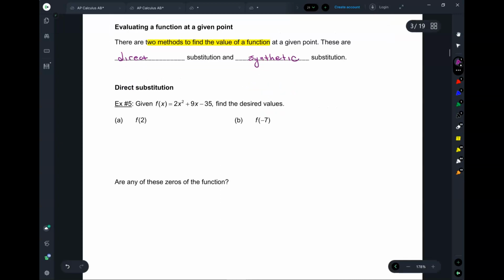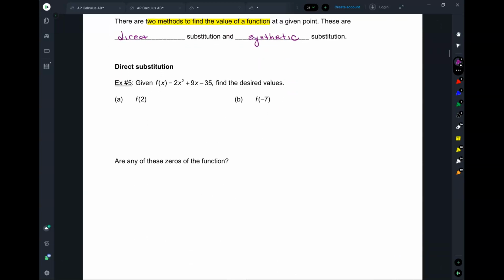Okay? So take a look here. You have f of x is blah, blah, blah. Find f of 2. What do you do? Plug 2 into all of the x's. So 2 times 2 squared plus 9 times 2 minus 35. This is 2 times 4, 8 plus 18 minus 35. How much is that? 26 minus 35. Is that 11? We'll pretend it's 11.